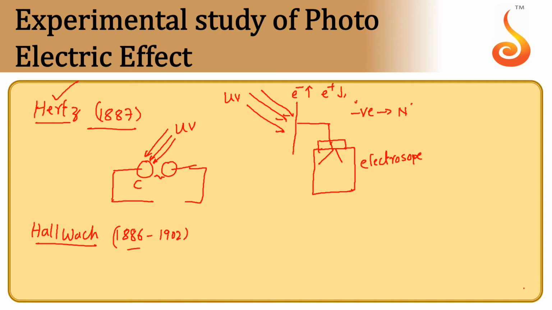What does it mean? That means somehow the electrons present on the metallic surface were being removed. So when the ultraviolet light falls on the zinc plate, the electrons present on the zinc plate are removed. So the ultraviolet light has an ability to remove electrons from the metal surface. This is the first observation made by Hallwachs.